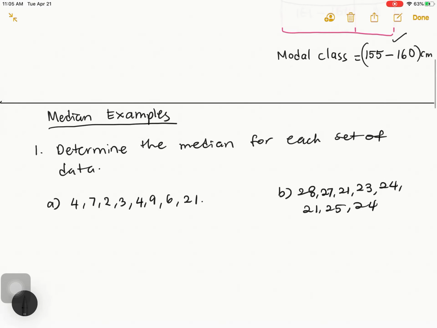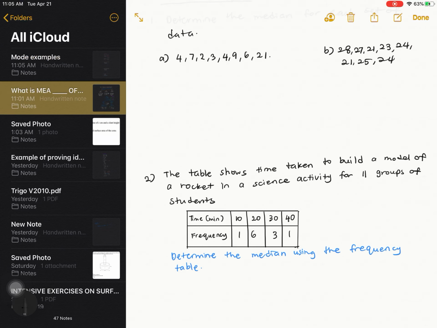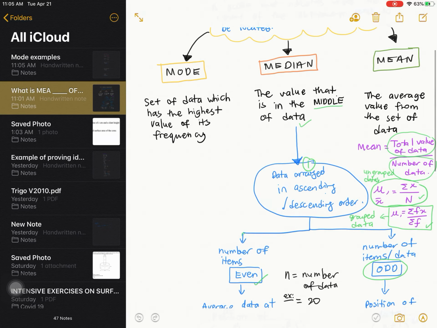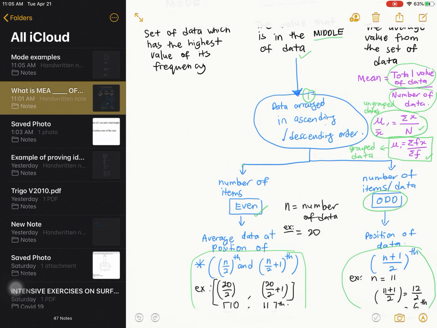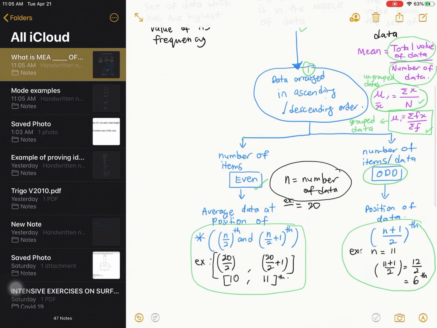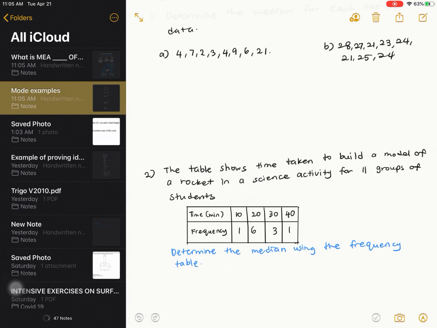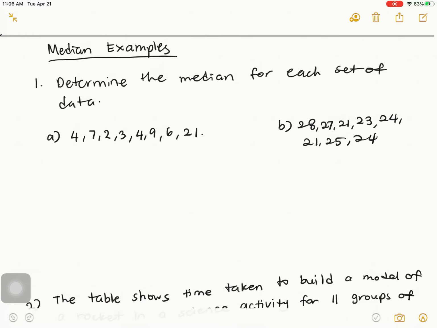Next one. So these are the examples of median that I showed you just now. Median is the value that is in the middle of the data. We arrange the data in ascending or descending order first, and then we decide how many data we have. Then after that, we see which formula we use. Okay, now back to this question, median.